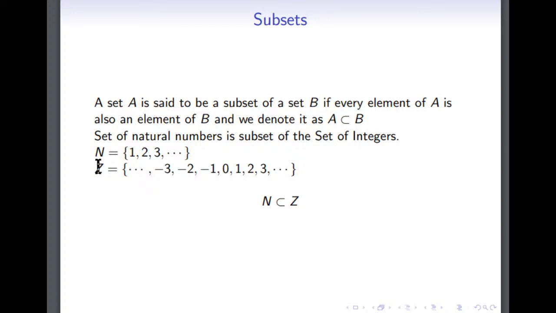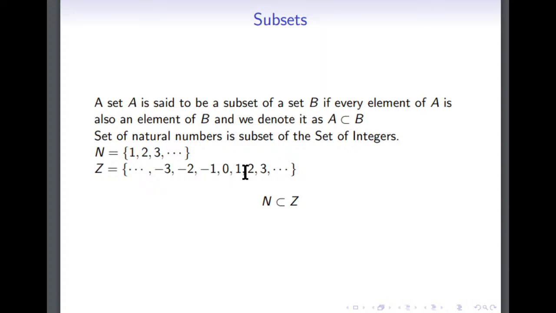I have a set of natural numbers N equals 1, 2, 3 and so on. Now I have another set Z which has all integers: 0, then positive integers 1, 2, 3, 4 and then negative integers -1, -2, -3 and so on. Now you can easily see that all natural numbers, or I can say all elements of set N, can be seen in set Z, that is the set of integers. So I will say N is a subset of Z.